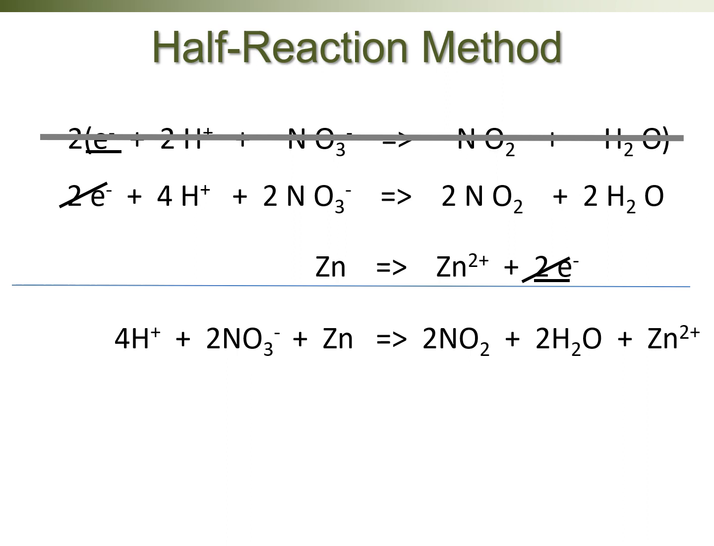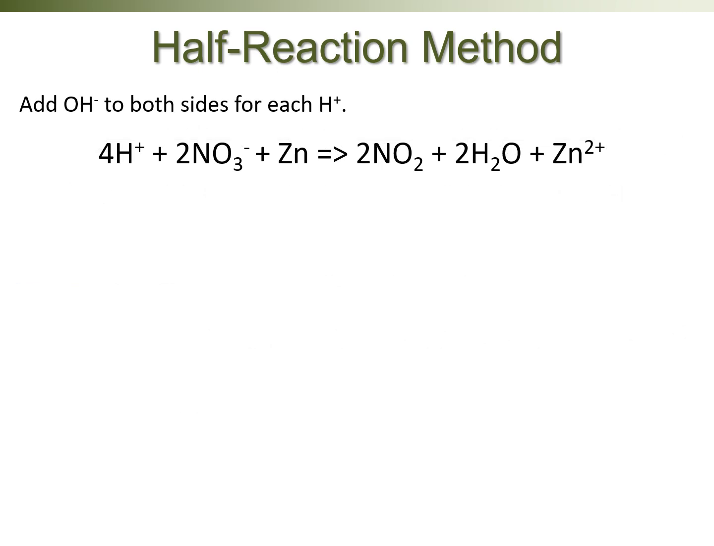All right, this is great, but we have a problem because this is supposed to be in a basic solution, and if we look right here, we have something that is leading us towards an acidic solution. So now we have to do a couple more steps to get this out of the acidic state and into the basic state. So let's do that. In order to get rid of these 4 hydrogen ions, what we're going to do is add hydroxide. And the rule is this. You're going to add a hydroxide to both sides for every hydrogen ion that you have. So we have 4 hydrogen ions on the left, so we're going to add 4 hydroxides on the left, but we're also going to add 4 on the right.